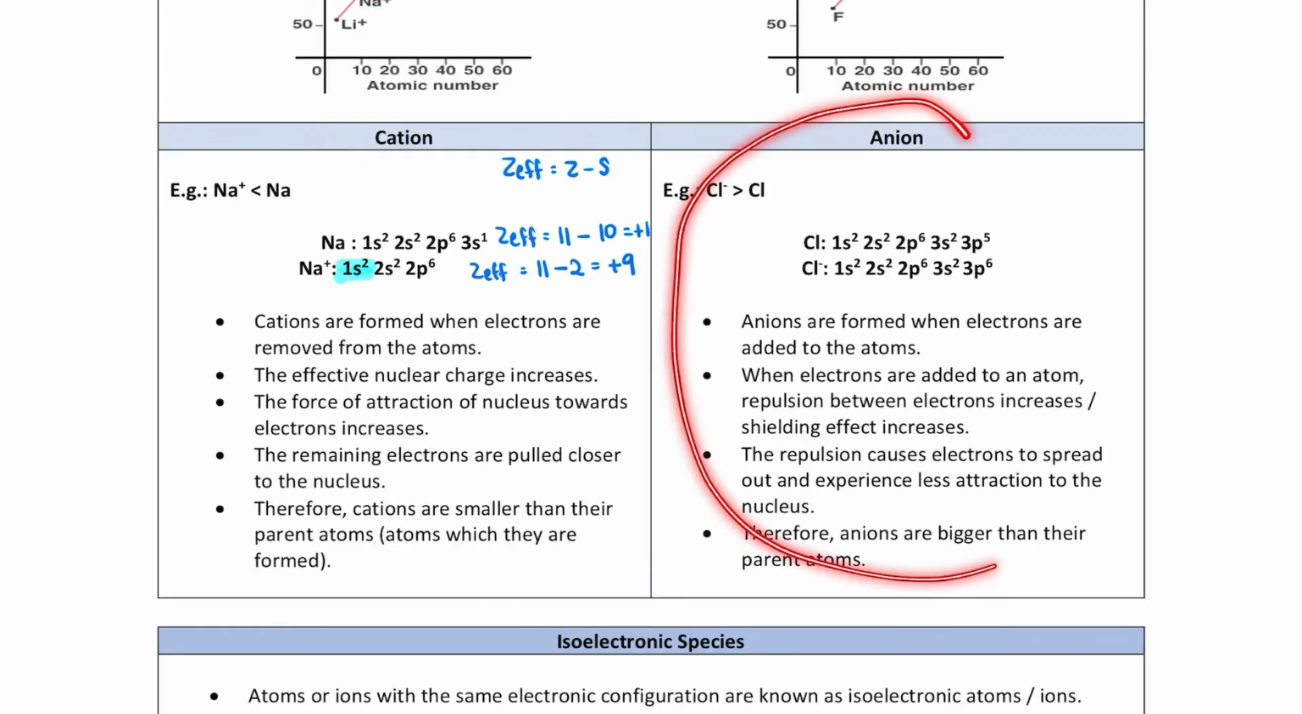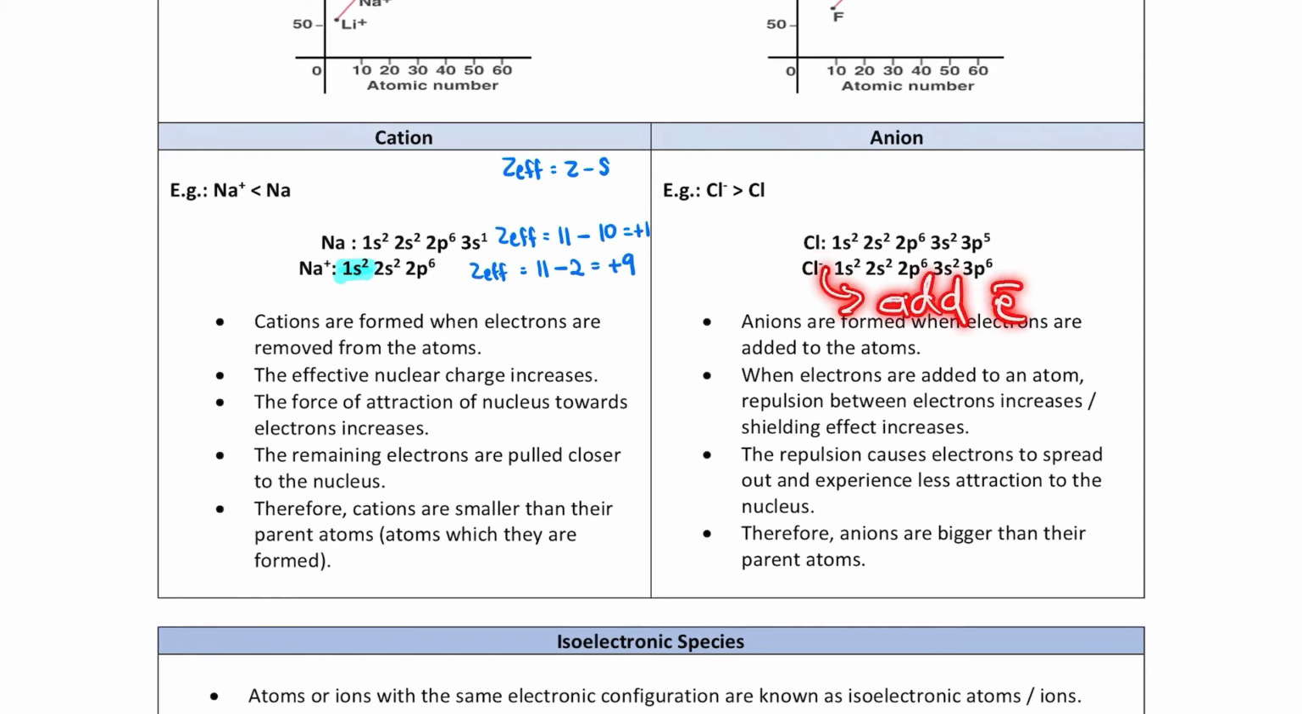Next we want to explain the size of an anion. The example that we use here is chlorine, chloride ion and chlorine atom. The difference is that Cl is negatively charged. Negative charge means we add electrons. When we add electrons, we add them to the outermost shell too. That's why over here 3p5 becomes 3p6. So an anion is formed when electrons are added to the atom.